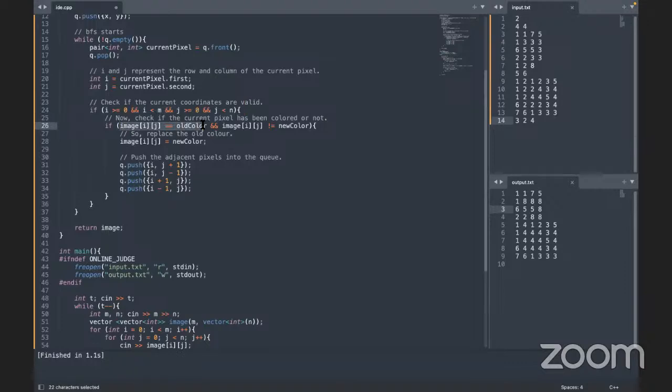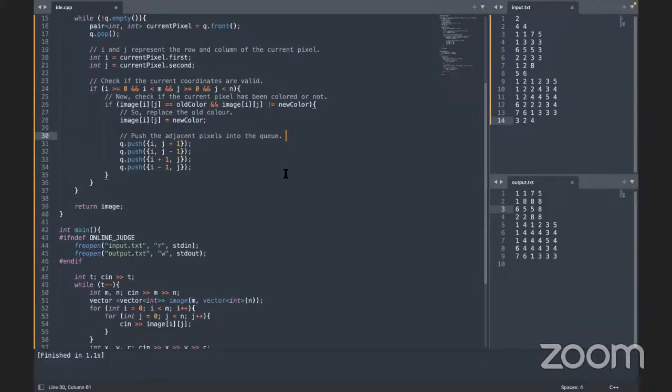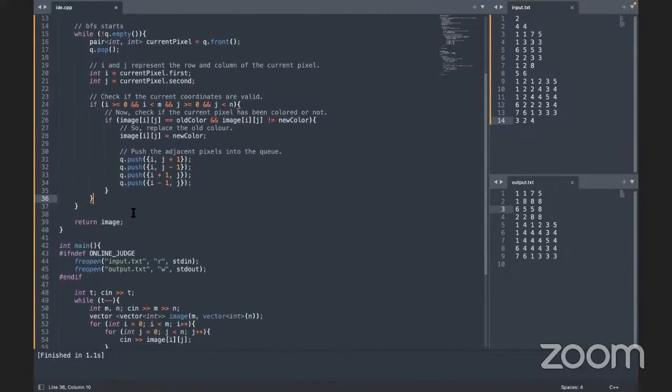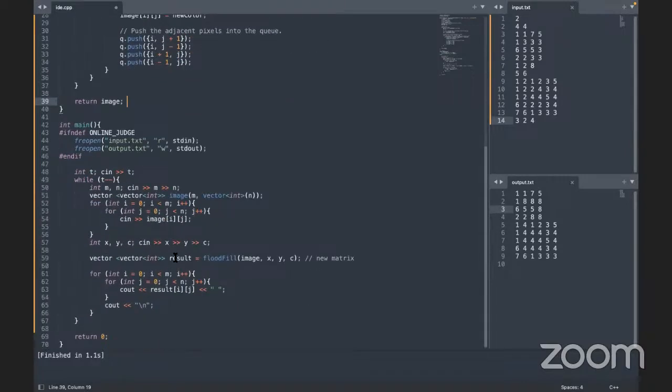If the color of I comma j is the old color and hasn't been changed to the new color, we'll replace the old color with the new color, and then push the adjacent pixels into the queue. We're pushing here and just changing and pushing. This is what we're doing in the queue. Finally, it returns the final new matrix. The final matrix comes here as result, and then we print it. And this is what we get.